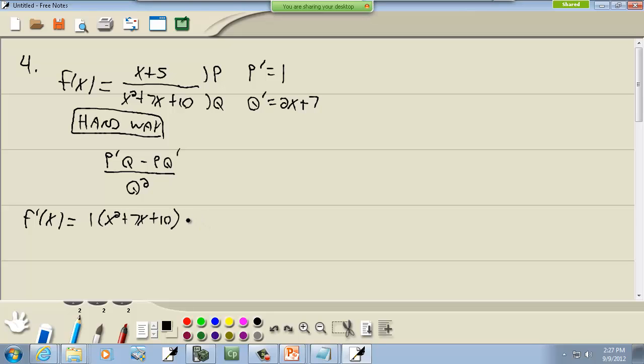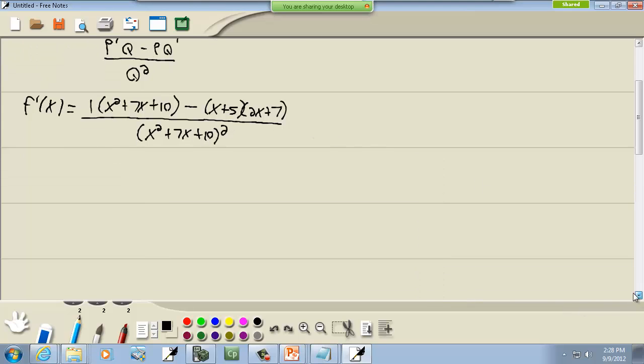This one may not come out that difficult the hard way. Some of them are really difficult. P is x plus 5. And Q prime is 2x plus 7, over Q squared, which would be the x squared plus 7x plus 10 squared. Okay, now this top part looks like this factors. x plus 2 times x plus 5.